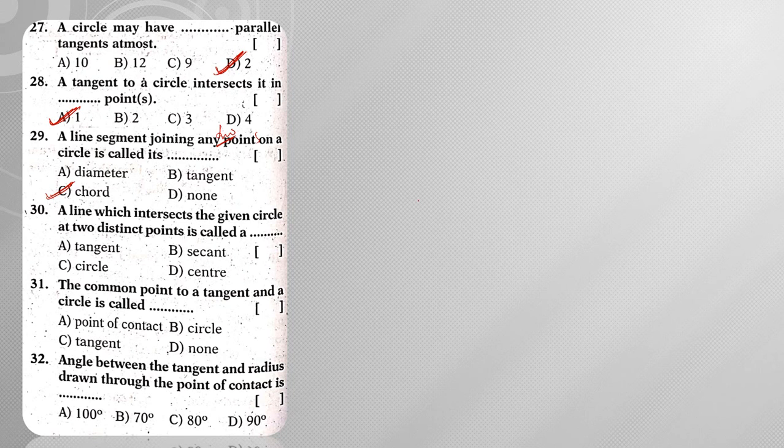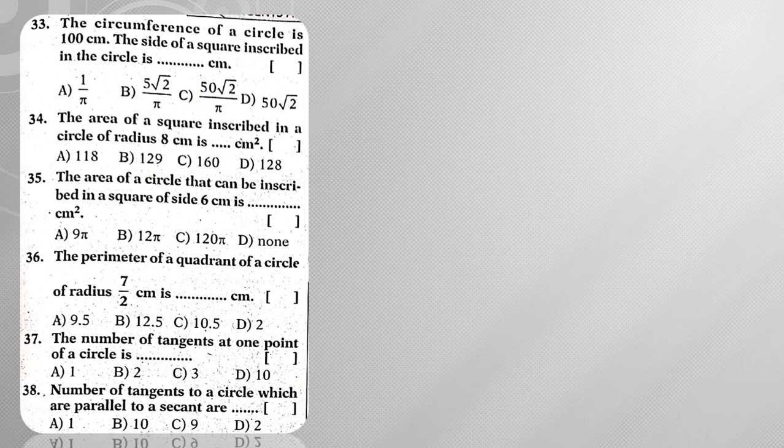So here it should be any 2 points. So then we can say that it is a chord. Next, a line which intersects the given circle at two distinct points is called a secant. Next, the common point to a tangent and a circle is called the point of contact. Next, the angle between the tangent and the radius drawn to the point of contact is 90 degrees.